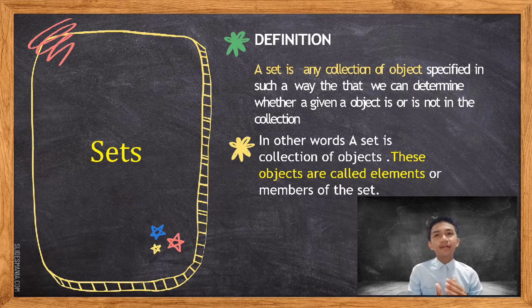Okay, the definition of a set is any collection of objects specified in such a way that we can determine whether a given object is or is not in the collection. Okay, you get that? Easy to understand: a set is any collection, in other words, a set is a collection of objects. These objects are called elements or members of the set.